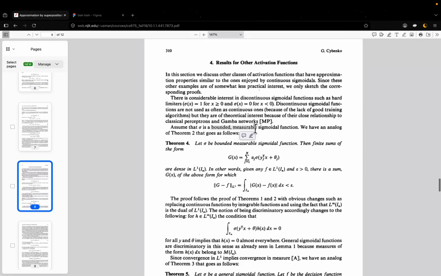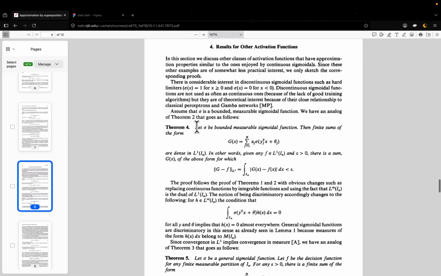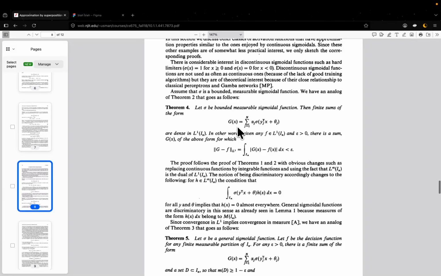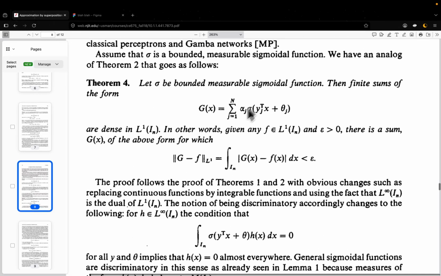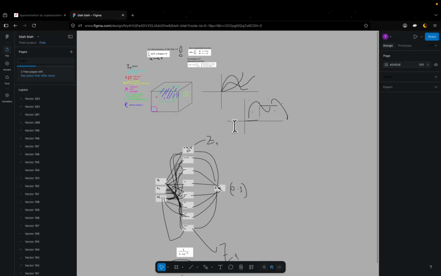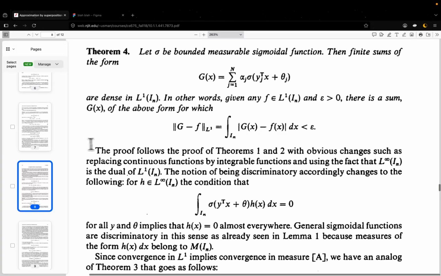Assume that sigma is a bounded measurable sigmoidal function. We have an analog of theorem 2 that goes as follows. Let sigma be a bounded measurable sigmoidal function, then finite sums of the form of a one-layered neural network are dense. In other words, given any f in this space and an error epsilon, there is a sum G of x such that the approximation holds. So we are essentially proving that for all of the functions, discontinuous, broken ones, and so on.